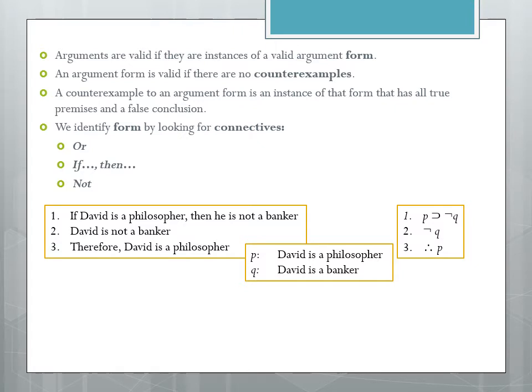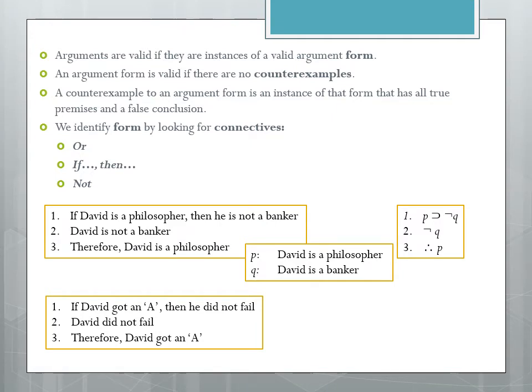This, it turns out, is an invalid argument form. Even if all the premises are true, the conclusion might still be false. To see that this is an invalid argument form, I'm going to give you another argument, and I'm going to try and convince you that this argument has the same form as our original argument, and also that the new argument has all true premises and a false conclusion.